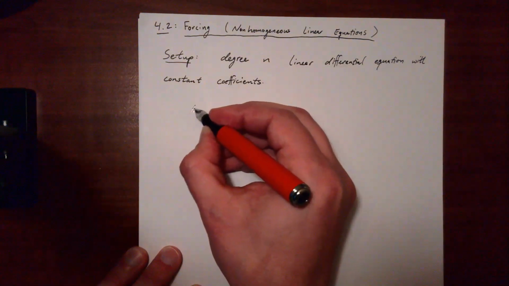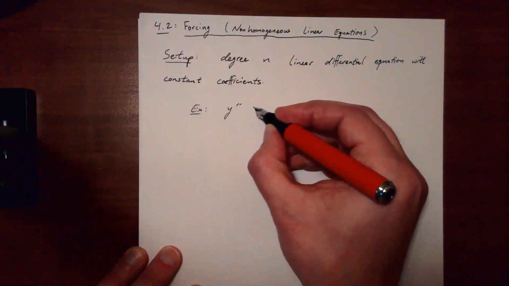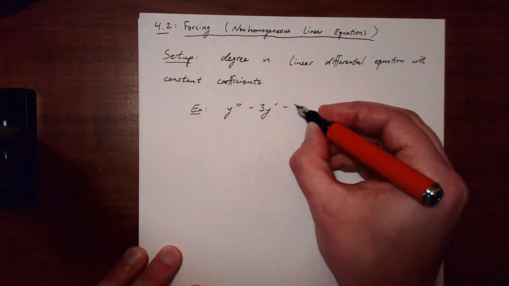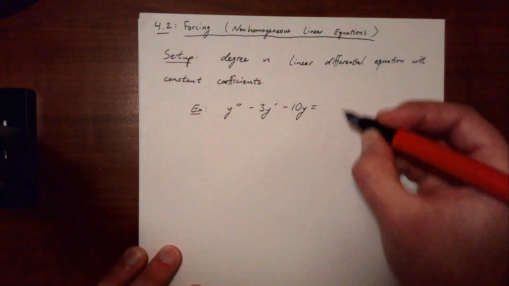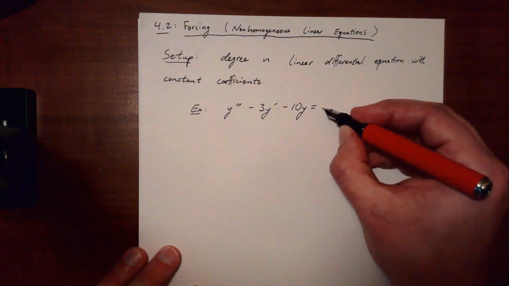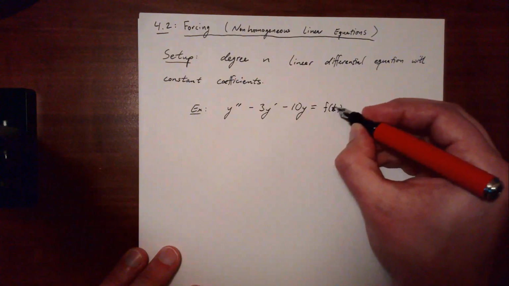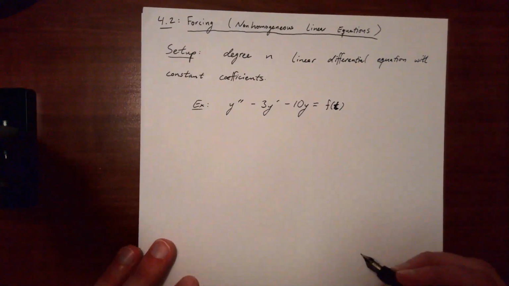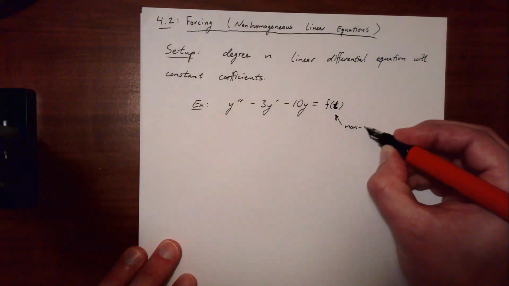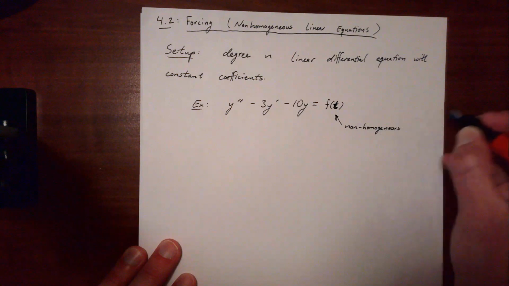So just as an example, maybe we have something like y double prime minus 3y prime minus 10y. Now if this equaled 0, then it would be homogeneous and we would know what to do. But if it doesn't, let's just say it equals some function f of t, then that's what makes it non-homogeneous.